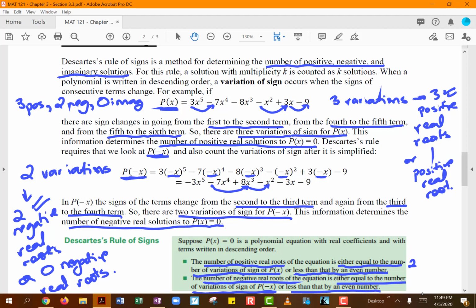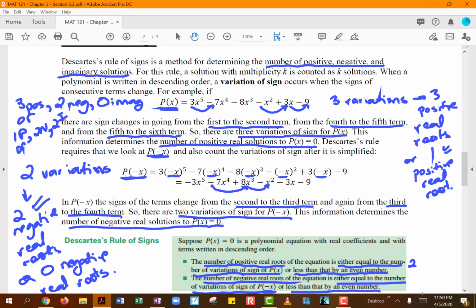But what if instead of having 3 positive, it has only 1 positive real root? Then it can have 1 positive, and it can still have 2 negative roots. If it has 2 negative roots and only 1 positive, that adds up to just 3. You should have a total of 5 roots, which means this opens up space for 2 imaginary roots. So you could have 1 positive, 2 negative, and 2 imaginary roots.